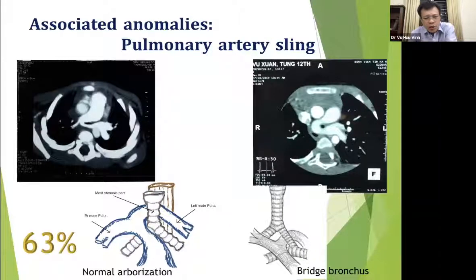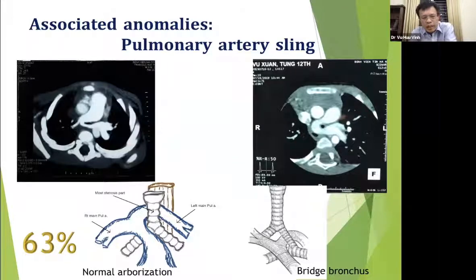Tracheal malformations are sometimes associated with another anomaly, maybe in the pulmonary artery or a cardiac anomaly. The most common associated one is pulmonary artery malformation, which we call a sling, like the sling of a backpack on the shoulder. Normally the pulmonary artery divides into the left main and right main pulmonary arteries in front of the trachea. But in this anomaly, the left main pulmonary artery does not go to the left side in front of the trachea; it slings behind the trachea, between the trachea and esophagus, and goes to the left side later.